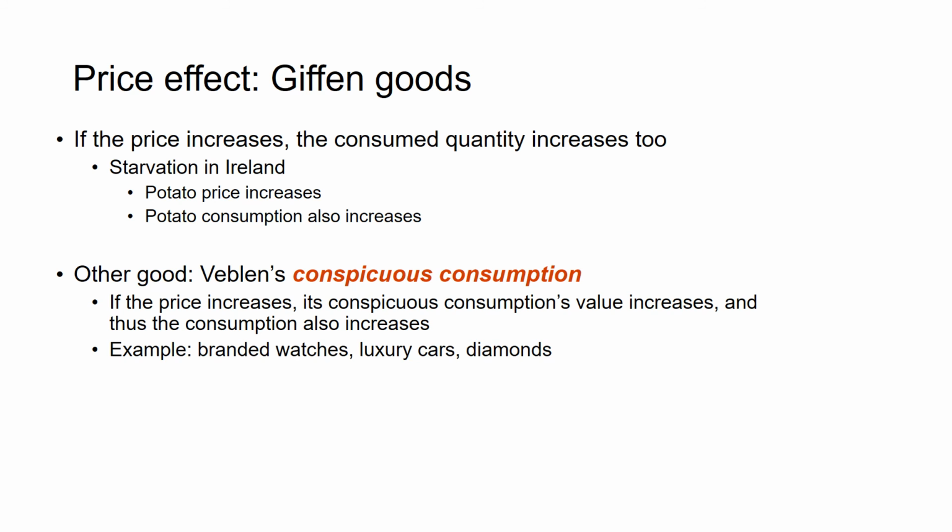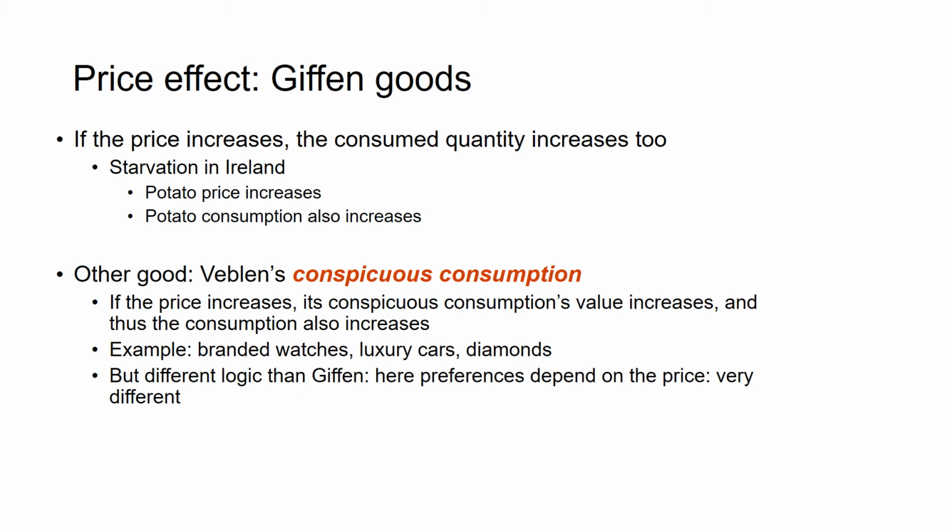So you can think of luxury goods such as watches, cars, diamonds. Those are goods that people want to consume because they're expensive and because they want to be able to show that they are able to purchase expensive goods. So Veblen goods are goods such that the preferences actually depend on the price of the goods, right? You want to be able to show off that you're able to buy a very expensive good. The logic is quite different, but in the end, both Giffen goods and Veblen goods are goods such that when the price increases, the quantity demanded of the goods increases as well.